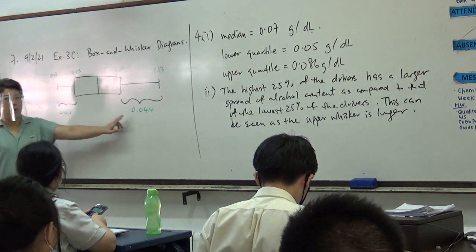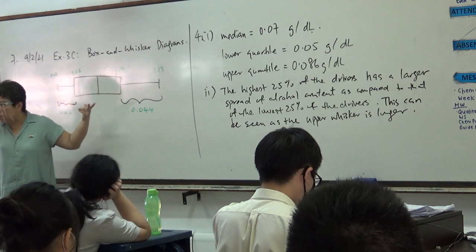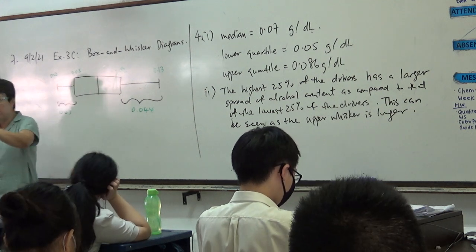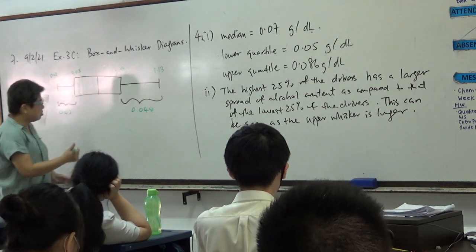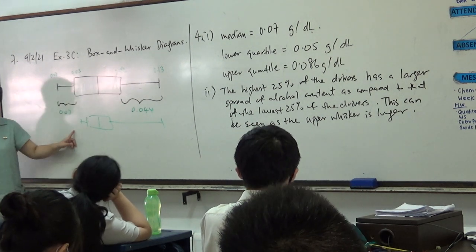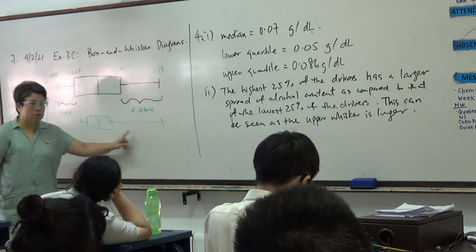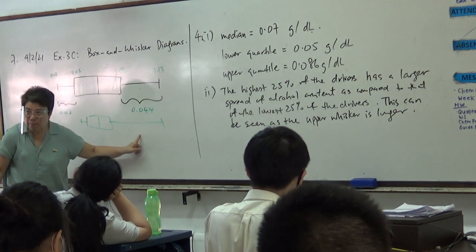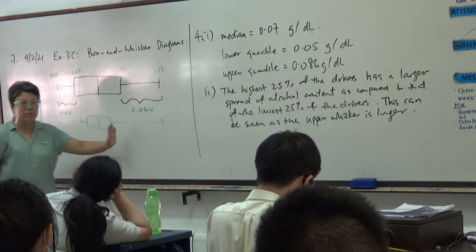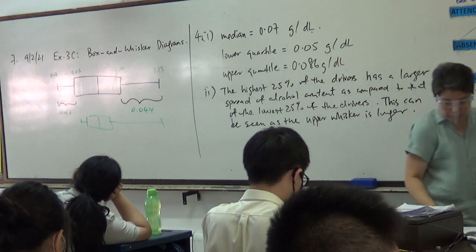Can you see this is wider? Do you understand? This is wider. Can you see? The range is wider. So actually you don't have to minus off. You see the whisker is longer. So if they draw until like that, it's better still. Can you see what I'm talking about? This one is shorter, this one is wider. Everybody clear? So this is the lower 25, this is the upper 25. Everybody okay? Alright, good. Next question.